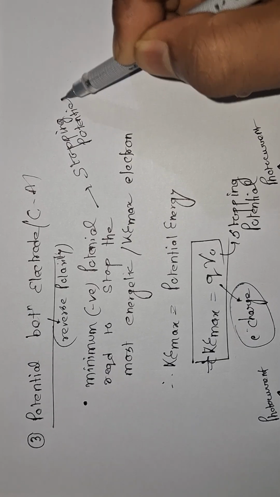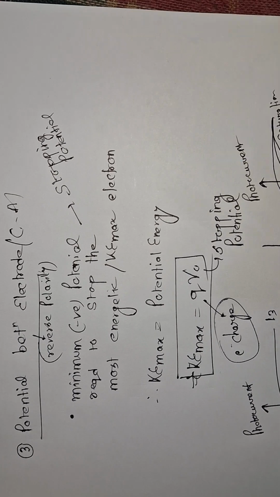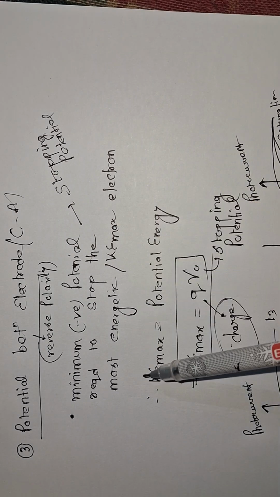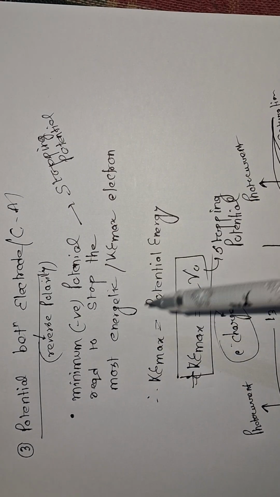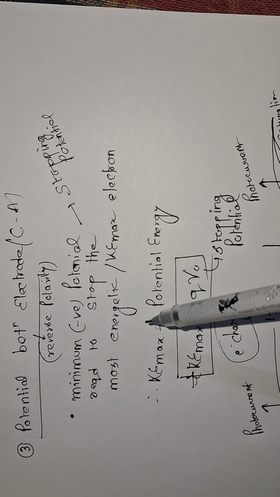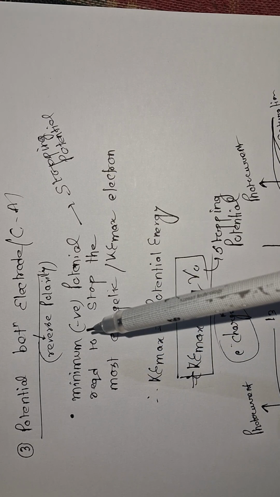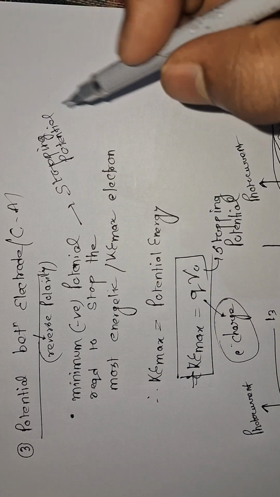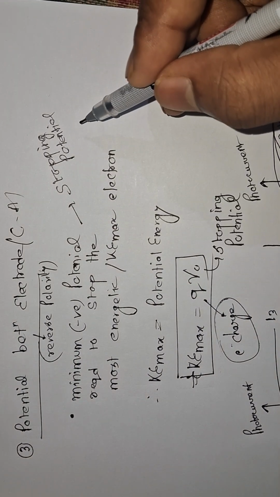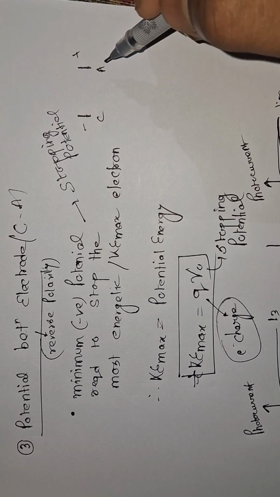Stopping potential is the minimum negative potential required to stop the most energetic electron, in other words, the K max electron. Suppose, let me draw the figure. Okay, this was the initial setup.